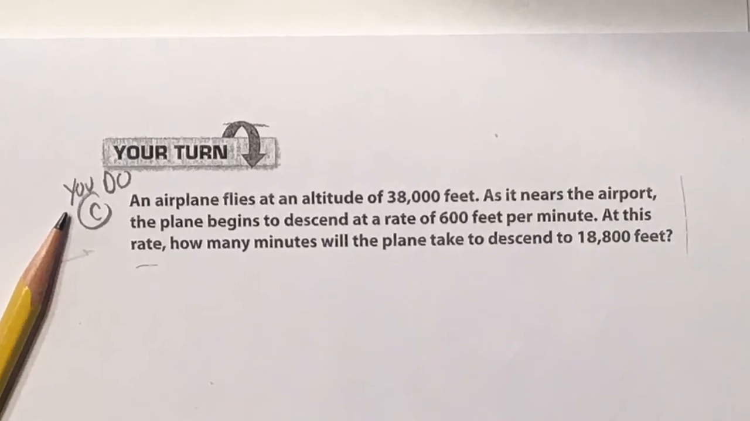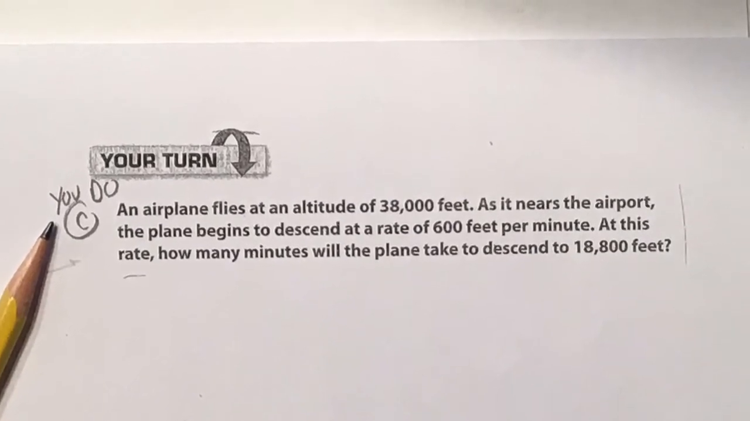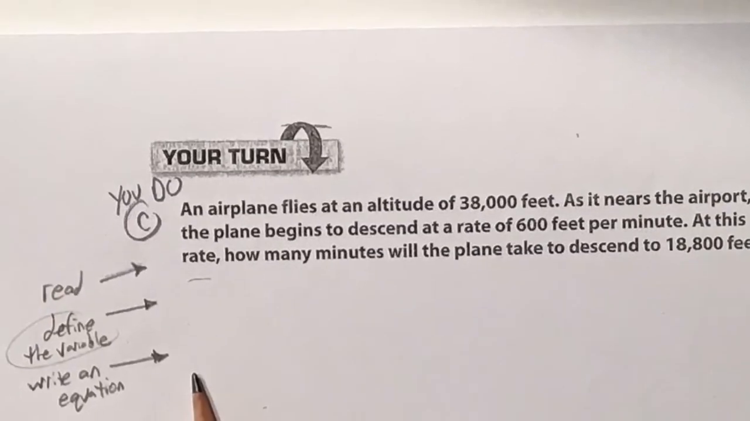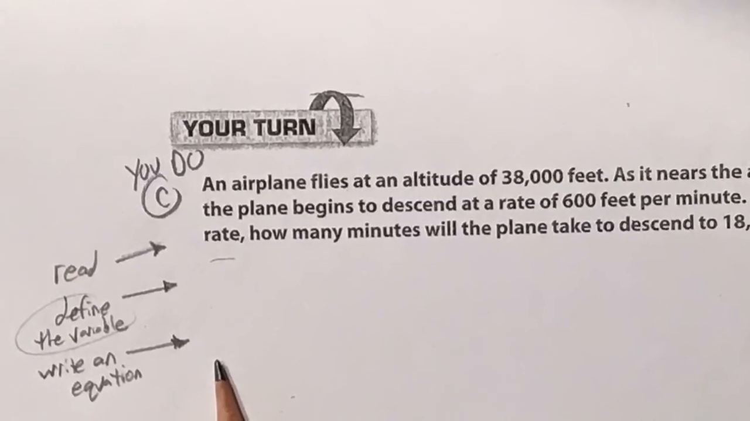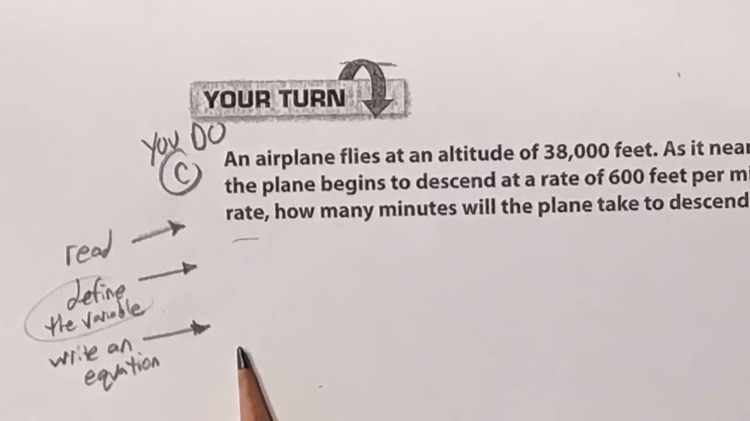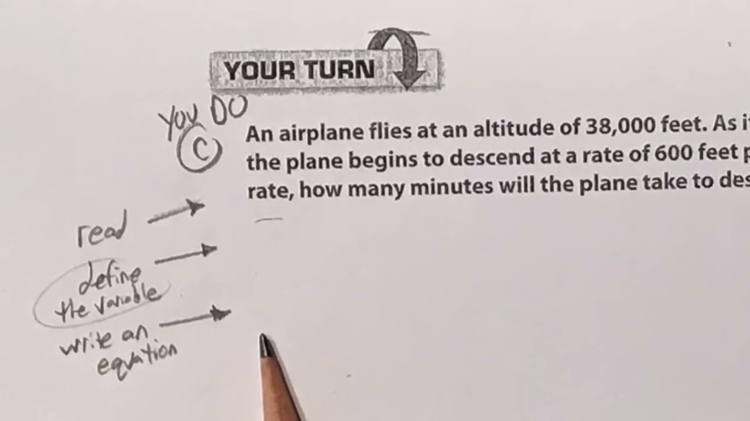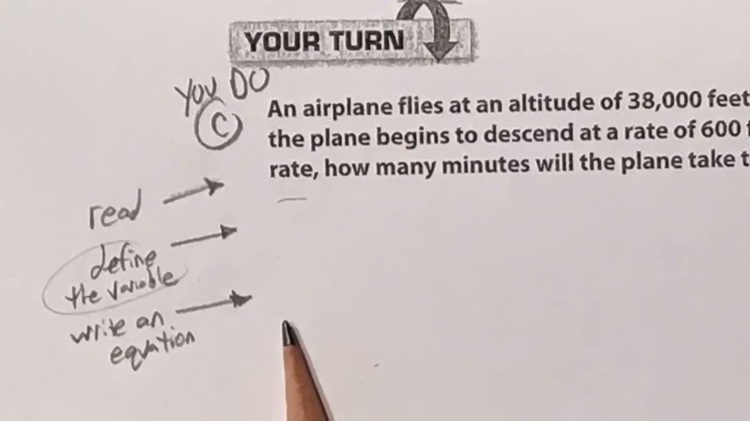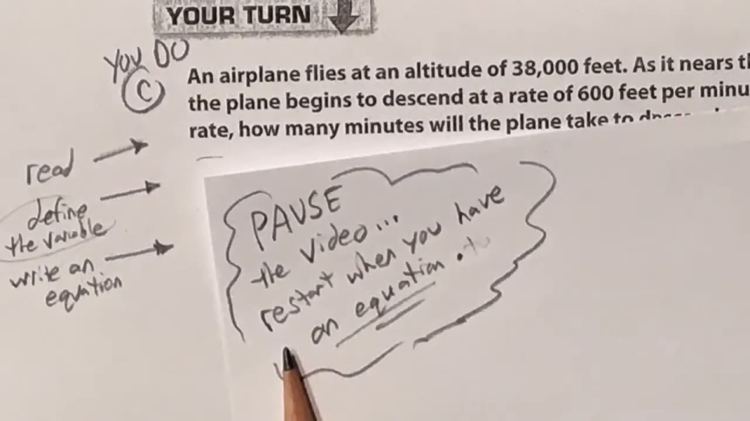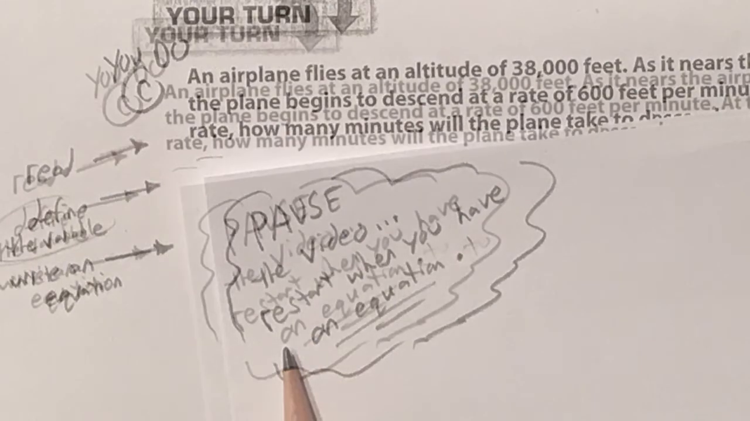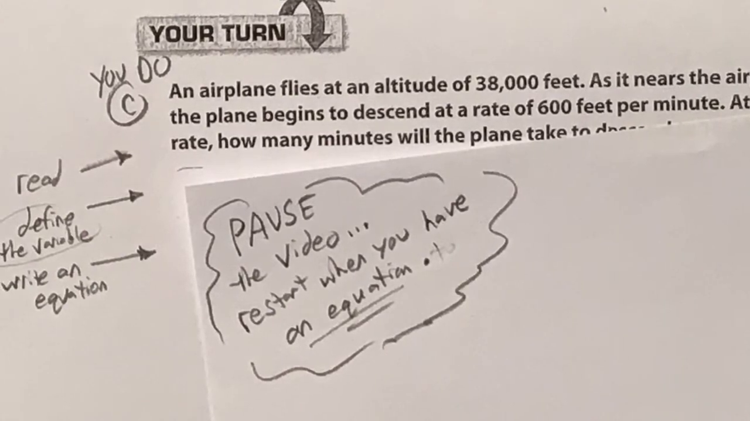Now let's take a look at the next example. Underneath the temperature problem, we have a problem about an airplane and its altitude. Here we go. And now it's your turn to read the problem, define the variable, and write an equation. What we're going to ask you to do is pause the video and restart it when you have the equation written. Please stop the video now.